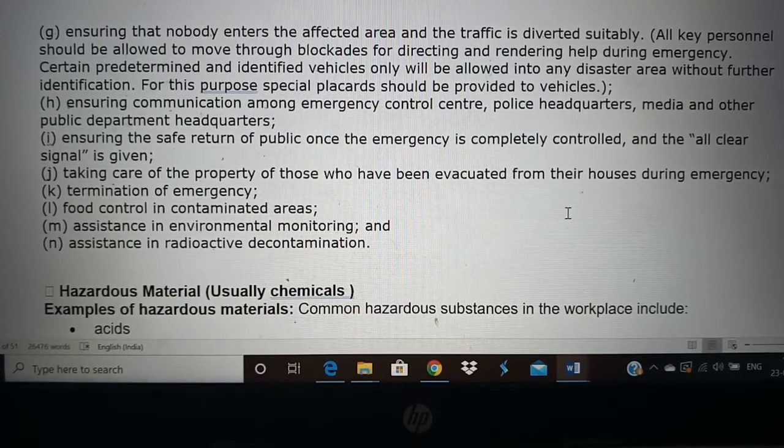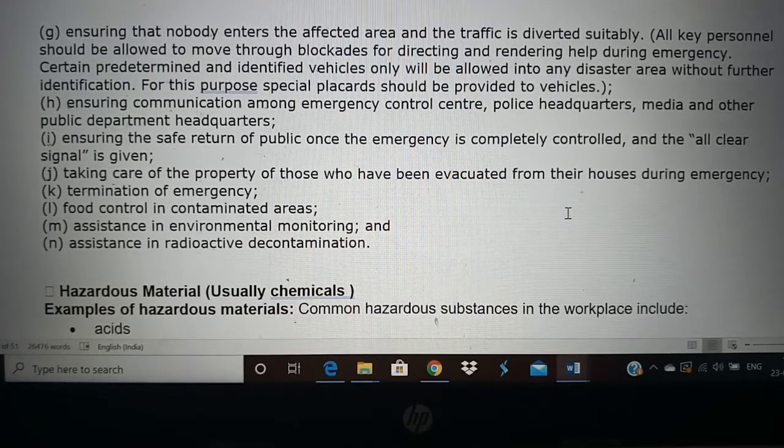The next step is taking care of the property of those who have been evacuated. In case some areas are still affected, then the property of those people is taken care of. They ensure that there is protection for people who go nearby, and ensure that the houses are not affected, and if the houses are not affected, their property is brought to the people. And finally, if there is no emergency, the termination of emergency is done.